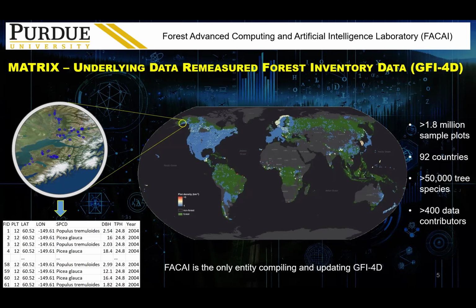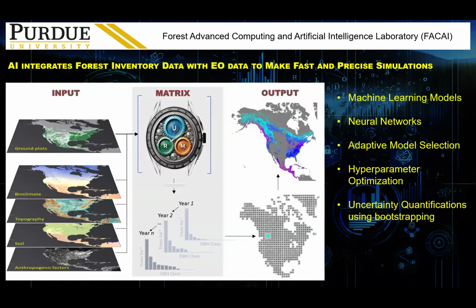of that tree. And based on that, together with other types of input data, for example, the bioclimate data, the topography, the soil attributes, and anthropogenic influences, for example, the human footprint, we feed this through this AI-based platform called the matrix model, which basically estimates the dynamics of forest tree populations by its 3 subcomponents, U, R, and M. Here, U represents upgrowth rate. Upgrowth basically represents how much diameter has grown from year 1 to year 2.